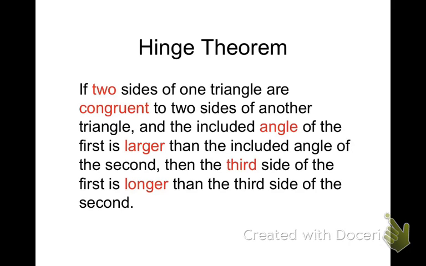It states that if two sides of one triangle are congruent to two sides of another triangle, and the included angle of the first is larger than the included angle of the second, then the third side of the first is longer than the third side of the second.